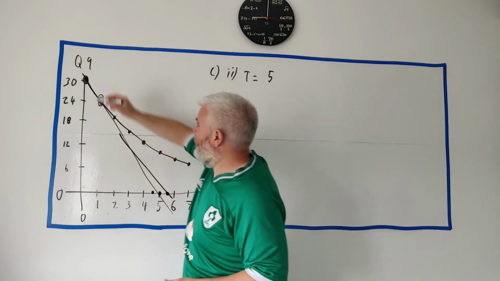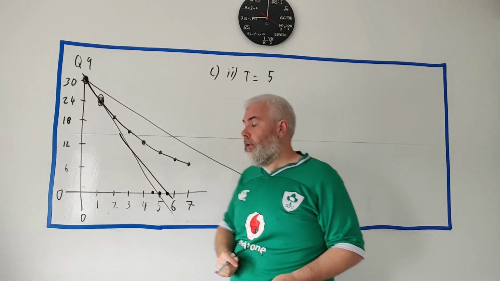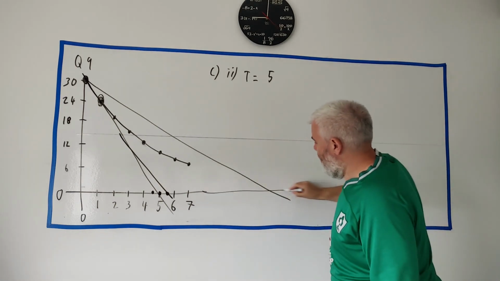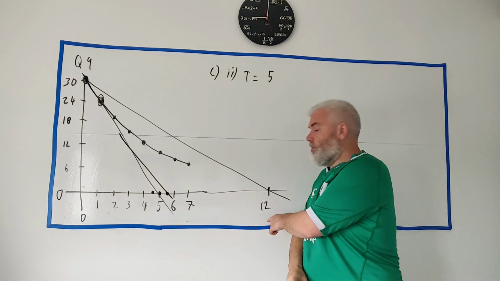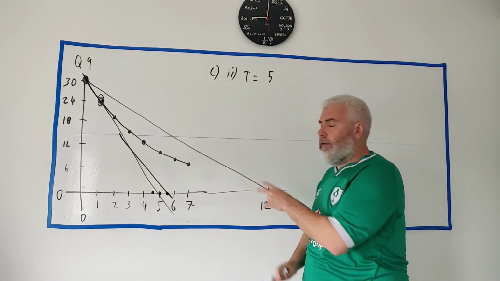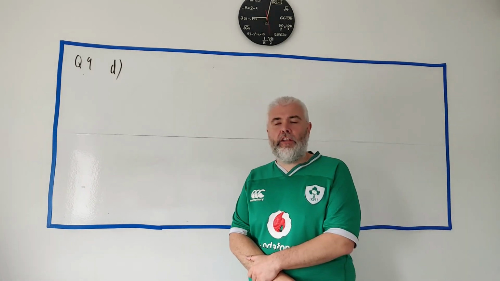Now, if your line looked like this, you're going to lose marks for part 1. For part 2, if you tell them your answer is 12, you're going to get full marks for that. Even though it's a terrible line, you're going to lose marks in part 1, not in part 2. Okay, on to part D.